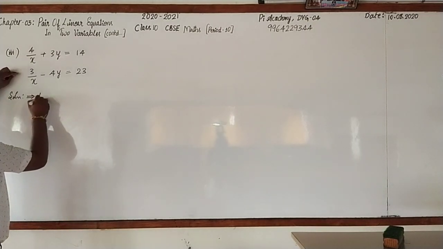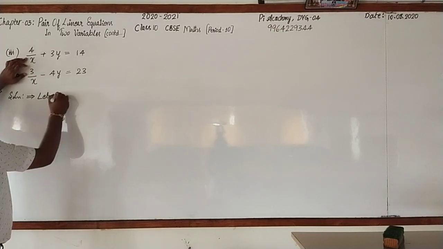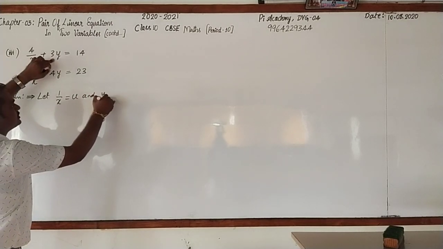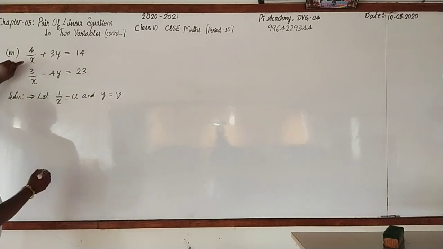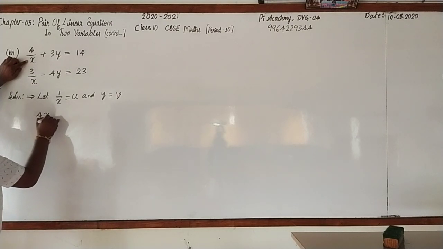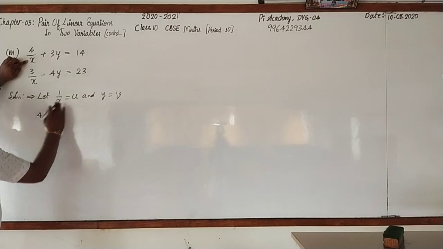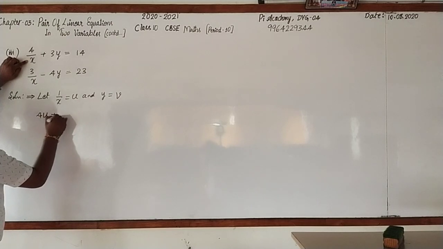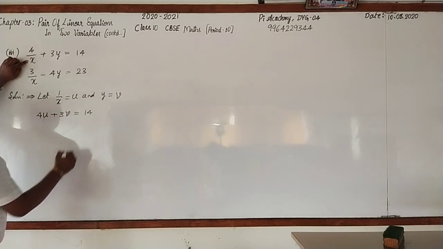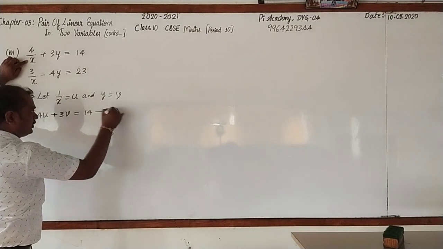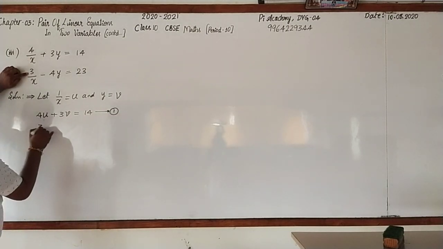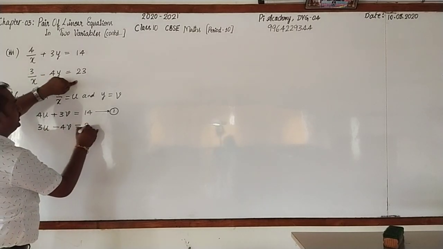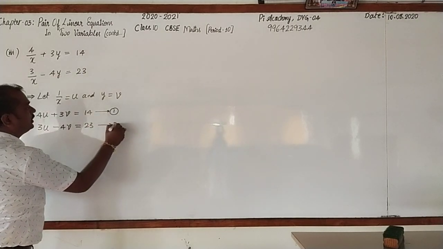Yes, write with me. What is that? 1 by x is equal to u and this y is equal to v. Then how do you write? This is 4 into 1 by x. 1 by x is u. 4u plus 3v is equal to 14. You may call it equation 1. Then this is 3u minus 4v is equal to 23. Call it equation 2.